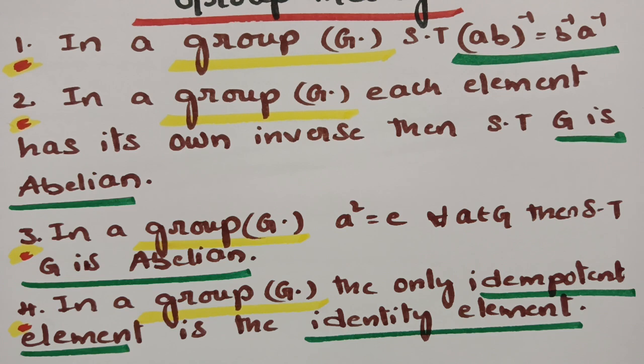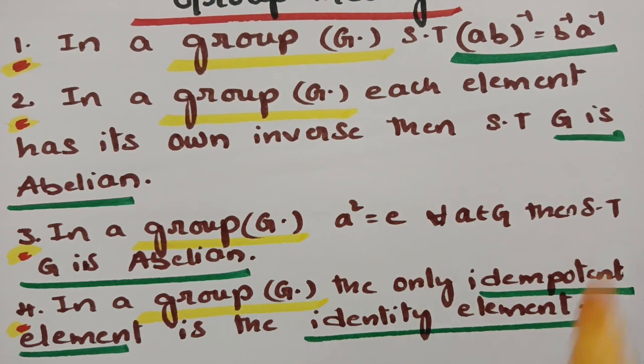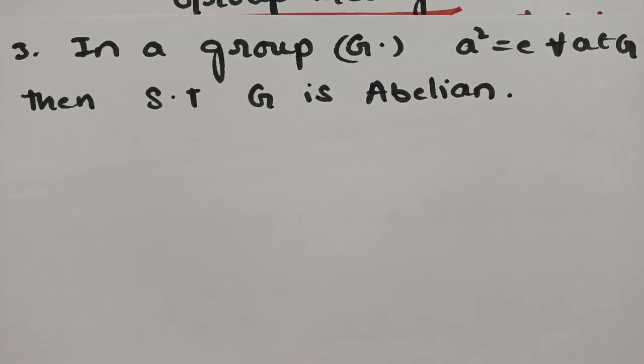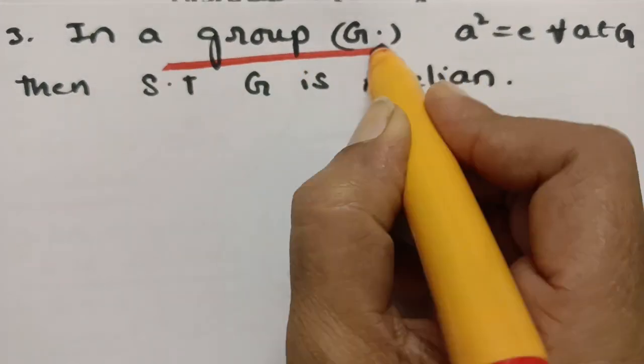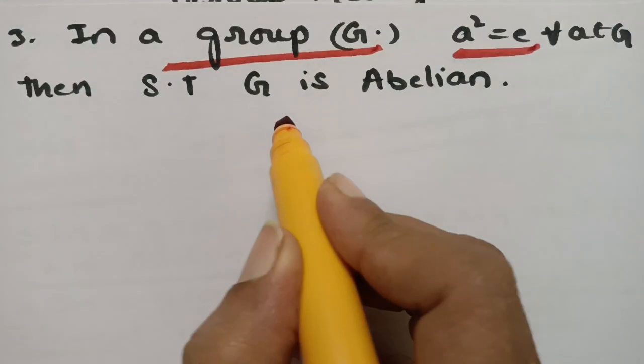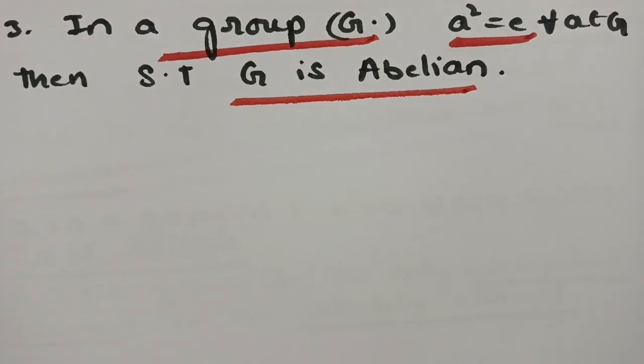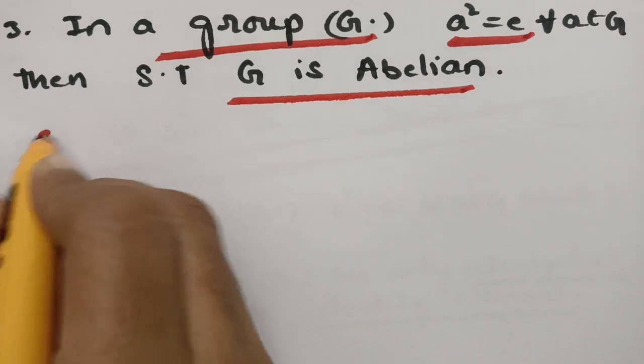So clear. And the third question here is, in a group G, if A square is equal to E for every A belongs to G, then we have to show that G is abelian. So it is given that A square is equal to E. See, what is given? G is a group. So G is a group given, and A square is equal to E is given, and we have to show that G is abelian.